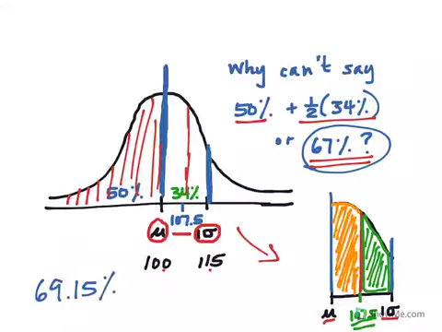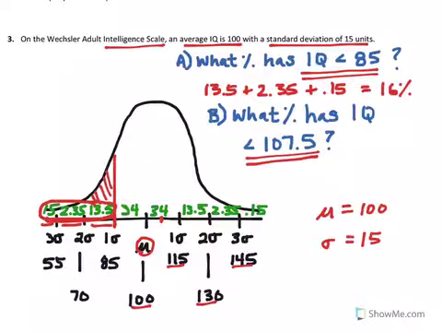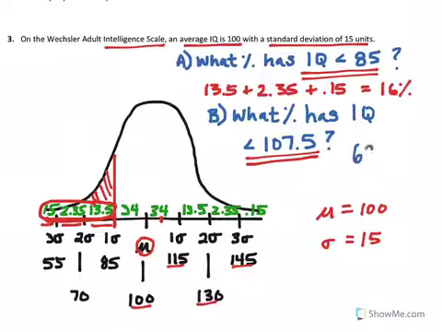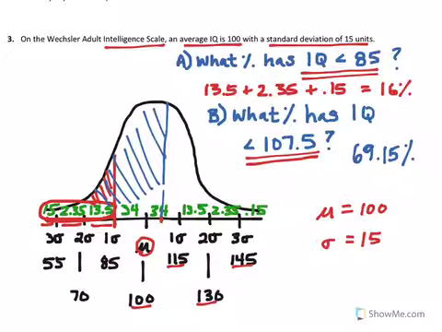And as you see, as compared to what we thought it would be, 69.15% is a little bit more than that, which makes sense because there's a little bit more area in between the mean and 107.5, as opposed to, as the curve gets smaller here, having less area here in the green. So my final answer to this question is 69.15% lies below. All that is represented here under the curve is 69.15%.